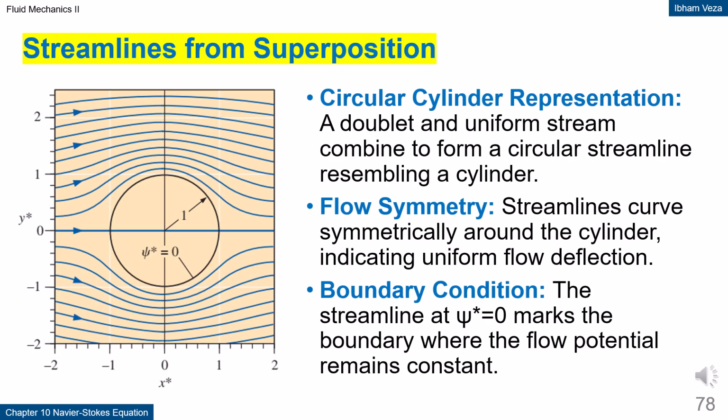Streamlines from superposition. By choosing appropriate parameters, the superposition of a uniform flow and a doublet can produce a streamline pattern that resembles a cylinder. A particular streamline acts as the boundary of the cylinder surface. The flow then deflects symmetrically around this boundary. Even though there is no real object, the flow field behaves as if a solid cylinder were present. This shows the power of potential flow methods in conceptual modeling.